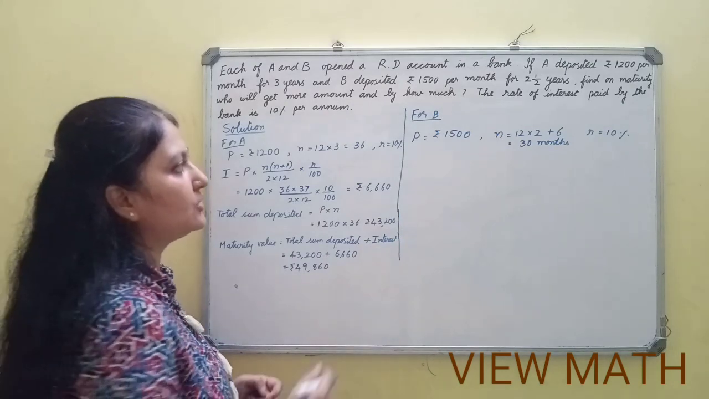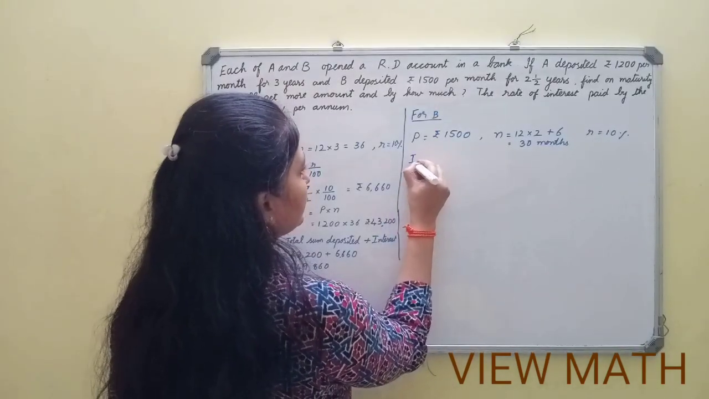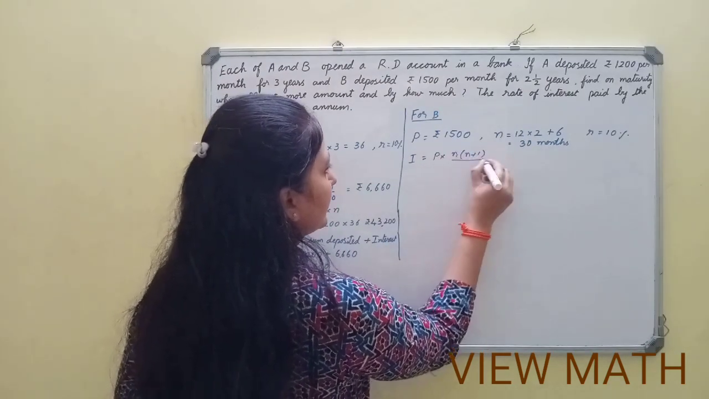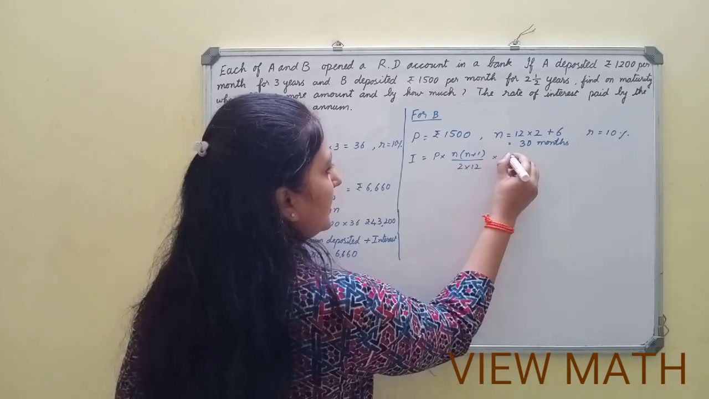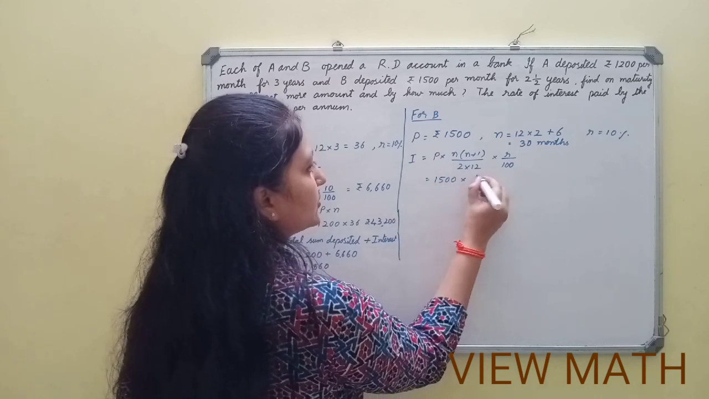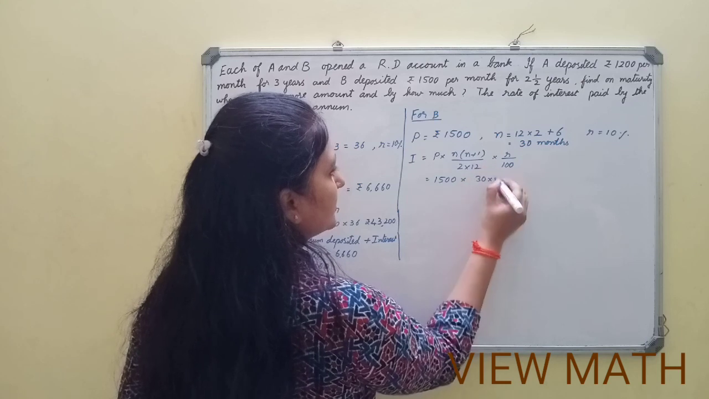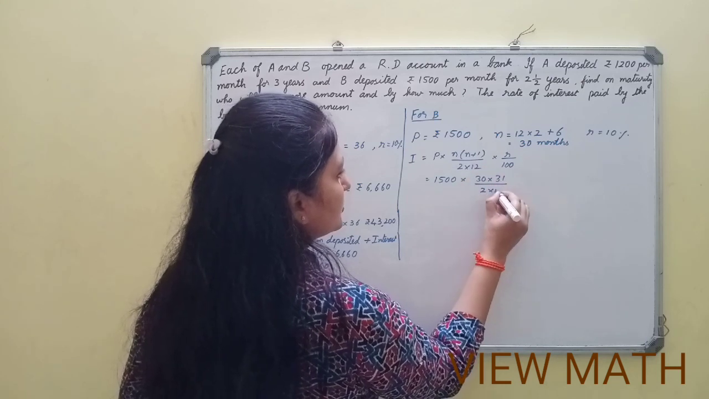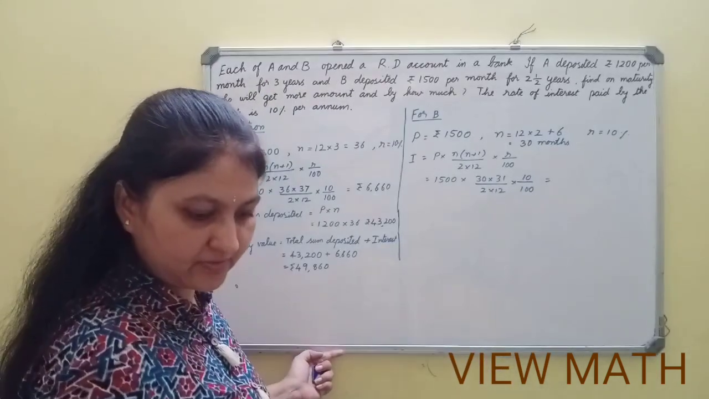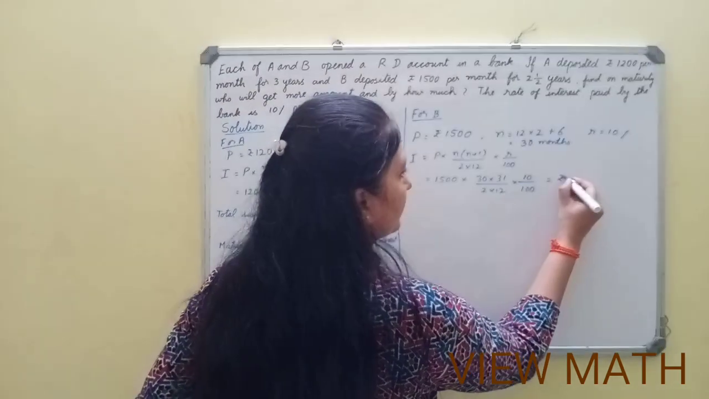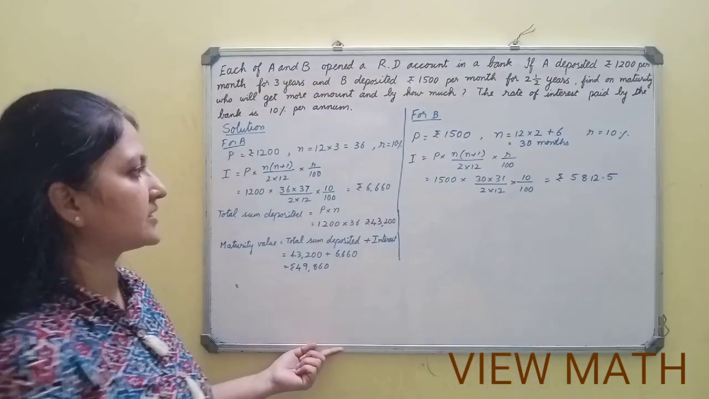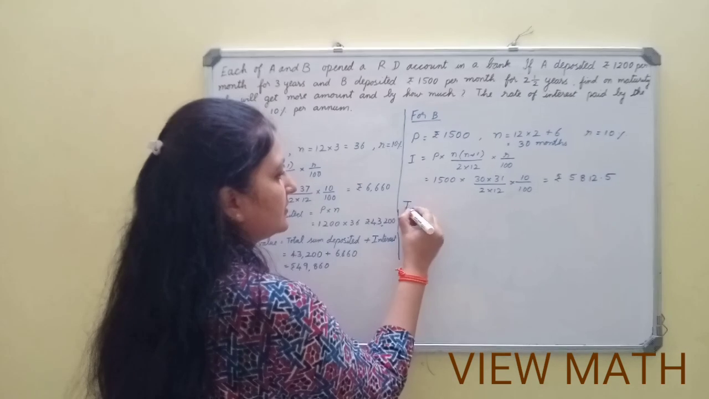Now let me calculate the maturity value of B. First, interest, the same method: P into N into N plus 1 by 2 into 12 into R by 100. This is equal to P is 1500 into N, 30 months, 30 into 30 plus 1, 31, divided by 2 into 12 into R, 10 by 100. So do the calculation part. Let me give the answer: 5,812.5.